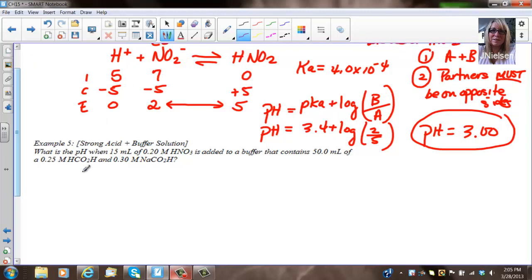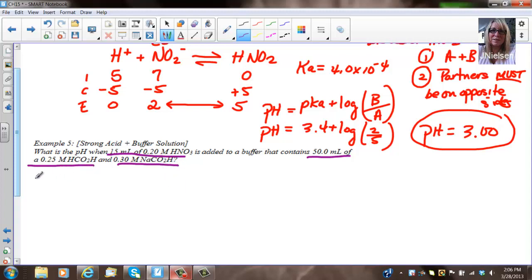Let's move to the next one. Example 5, I have a strong acid and a buffer solution. So what is the pH when 15 mils of nitric acid, there's my strong acid, is added to a buffer that contains 50 mils of 0.25 molar HCO2H and 0.3 molar NaCO2H.